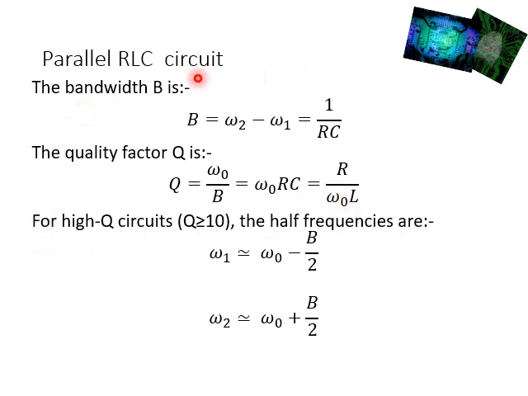For an RLC circuit having Q more than 10, it is considered a high Q circuit. When the circuit has a high quality value, we can use approximation equations to calculate omega 1 and omega 2, the same as previously in the series RLC circuit. Omega 1 is omega naught minus half the bandwidth, B over 2, and omega 2, the higher part, is omega naught plus B over 2.